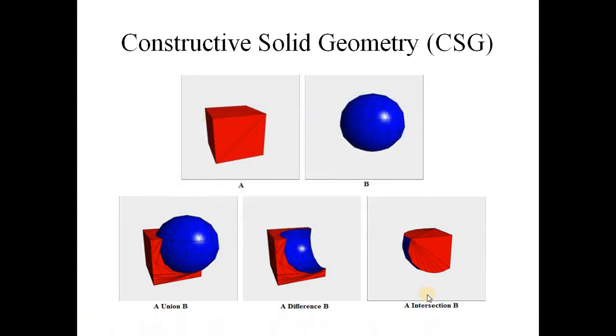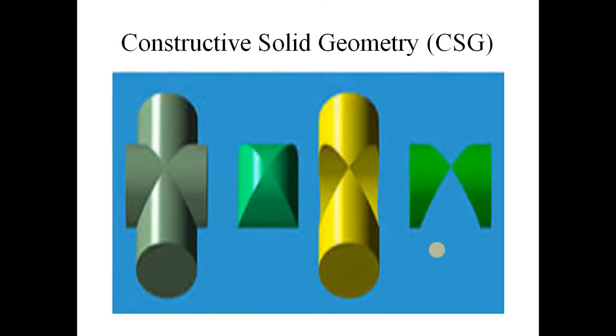And the third one is A intersection B. In A intersection B, the common portion which is shared by A and B will be in the resultant, and the rest of the component is removed. Okay, so that is A intersection B. Same way, another example: if this long vertical cylinder is, say, A and this horizontal cylinder is B, then this is A intersection B. That means only the common portion of A and B remains.